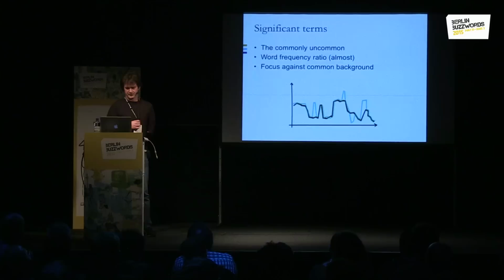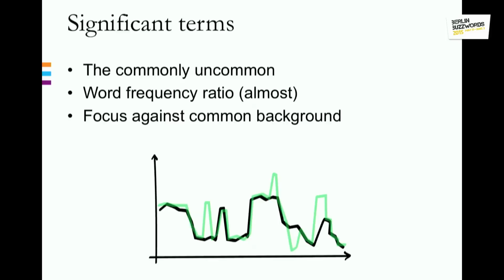So back to the significant terms aggregation. I don't know if everyone is familiar with it, but its presentation in the Elasticsearch documentation and in presentations is a bit disappointing because it's presented as magic. It's like, commonly common. And the details are glossed over a bit. This is not really very magic at all.